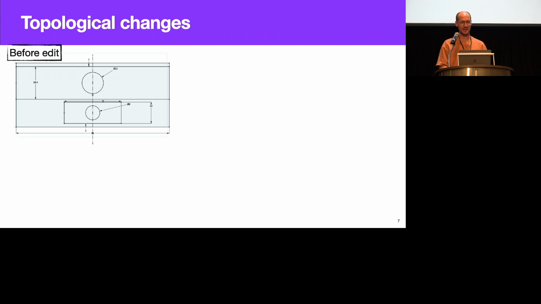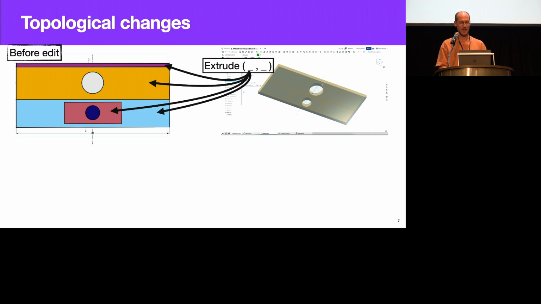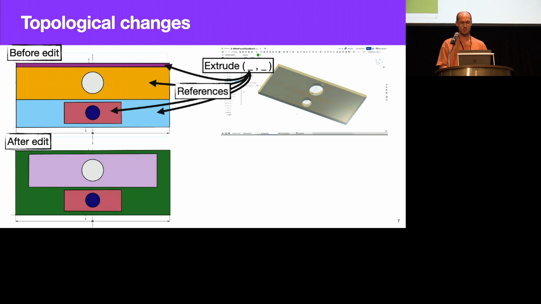CAD operations take as input existing geometry. Here, the extrude operation uses several of these colored sketch regions, and we call these arrows references. However, after the edit, the intersections between sketch primitives have changed, and we end up with a different set of colored regions. We call this a change in topology.